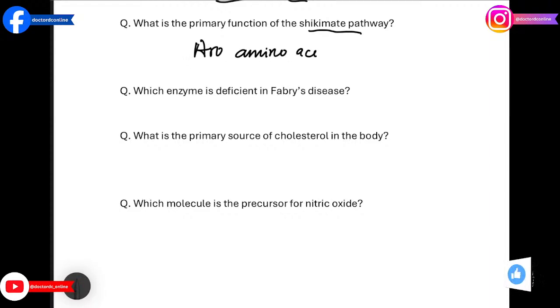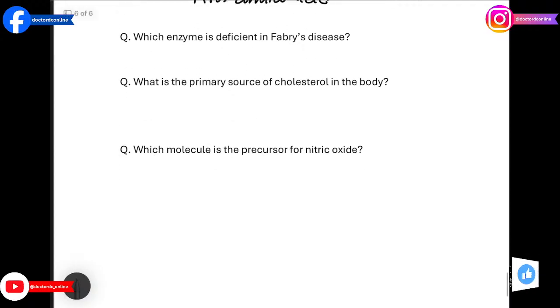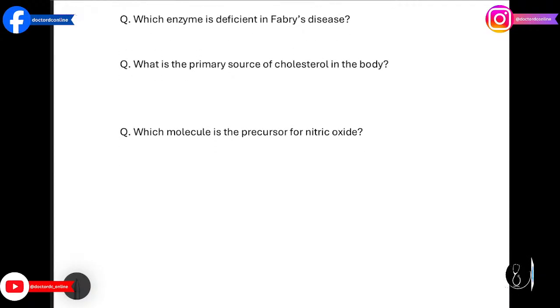The next question is, which enzyme is deficient in Fabry's disease? And the answer is alpha galactosidase A. This causes globotriaosylceramide accumulation, leading to organ damage.